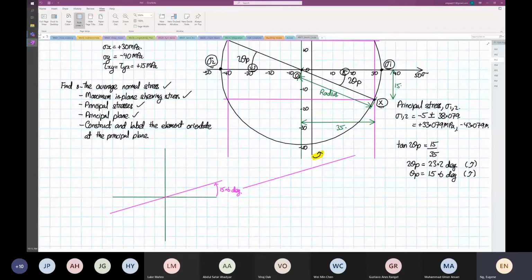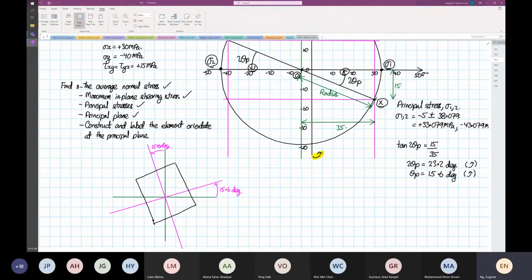Then we're going to rotate this. So this is our principal plane orientation, which is also rotated in the anti-clockwise direction, 15.6 degrees. Next, we're going to draw our element. When we construct this element, it is at the principal plane direction, so there is no shearing stress. I repeat again, there is no shearing stress. So that is our element, a sketch.